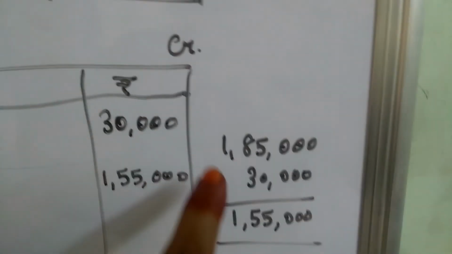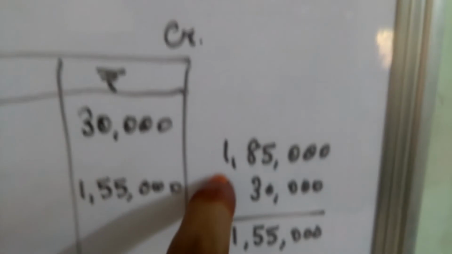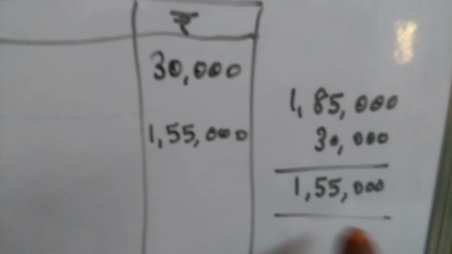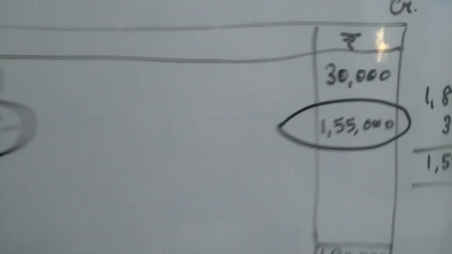From this 1,85,000, now we subtract the opening balance of creditors, 30,000. If we subtract this, we get 1,55,000. This is the credit purchase value, right? So mark this also, because this is the answer, the balancing figure. Put a round around it. Okay. Now we tally both the debit and credit sides. First, debit side total 1,85,000, credit side total 1,85,000. Both sides are tallied.